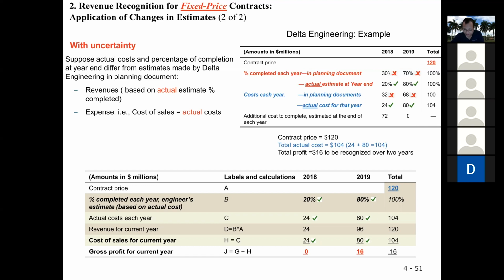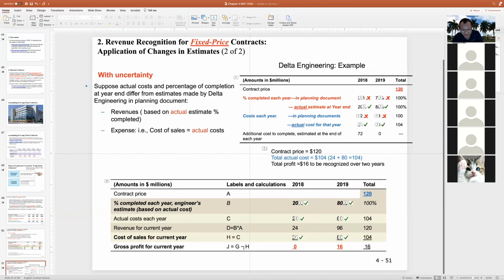Anyone else? The G, how come it's not D instead for the gross profit for the current year? J equals G minus H. How come it's not a D? Yeah, it should be D. I don't know where G came from. I'm so sorry. It must be a typo. Thank you very much, I appreciate that.